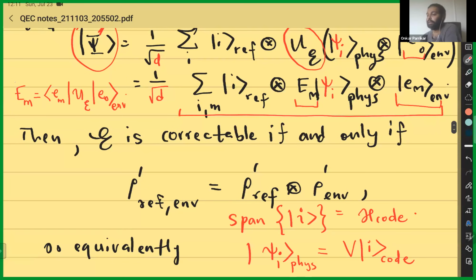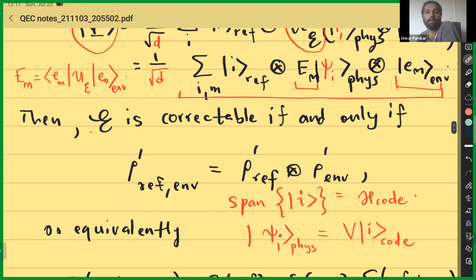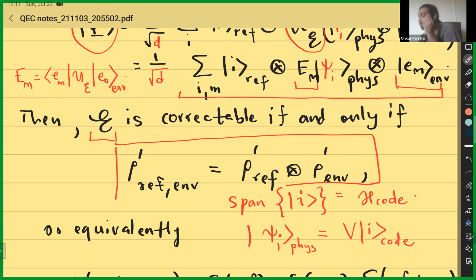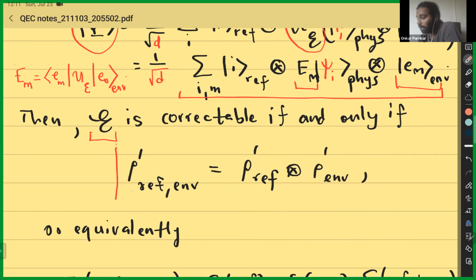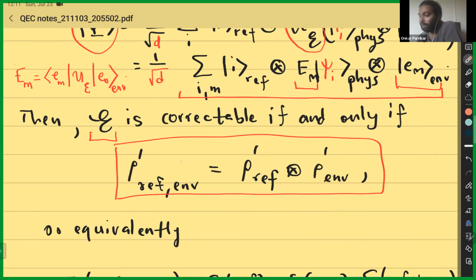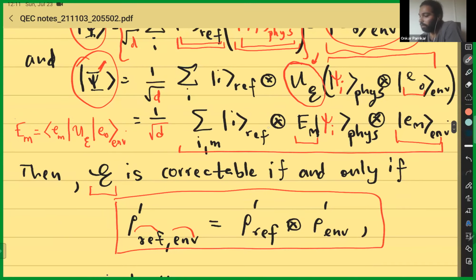Now the claim is that this error channel E is correctable if and only if the reduced density matrix is of a certain form. You take this new state psi prime, namely the action of the error on the maximally entangled state on the code subspace, and you compute its reduced density matrix on the reference and the environment subfactor. This state psi prime has three factors in it: it has the reference, it has the physical system, of course, and then it has this environment factor.